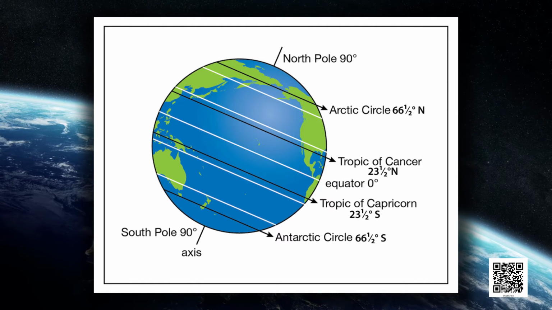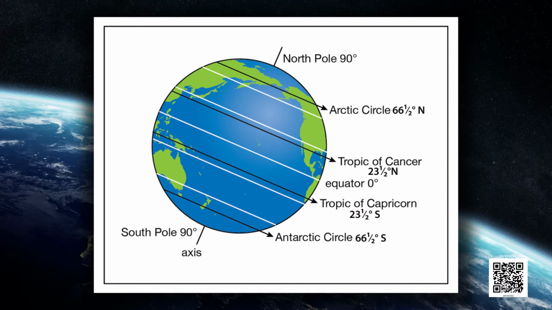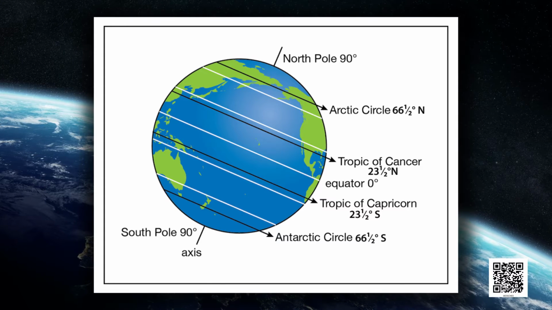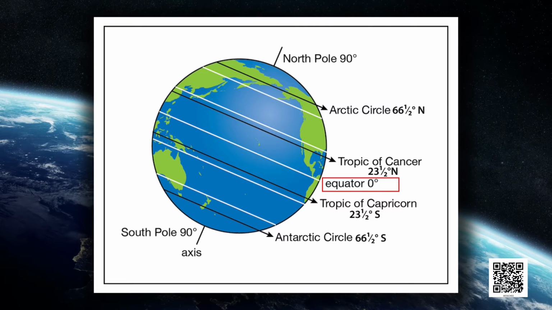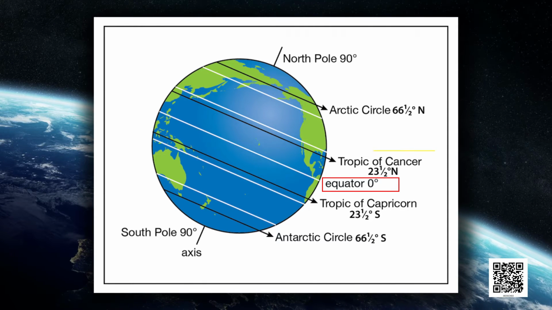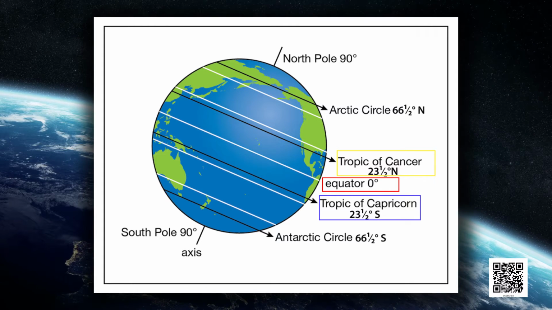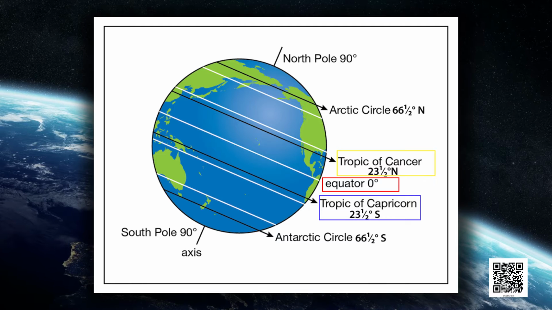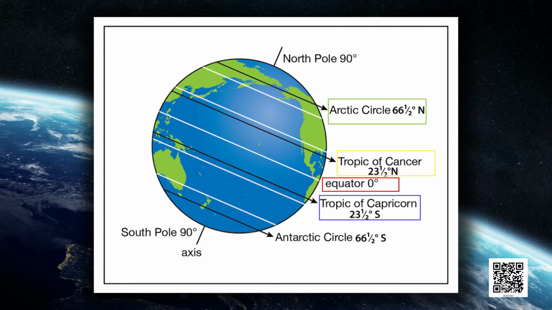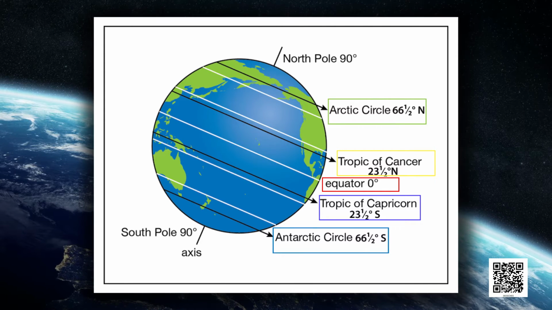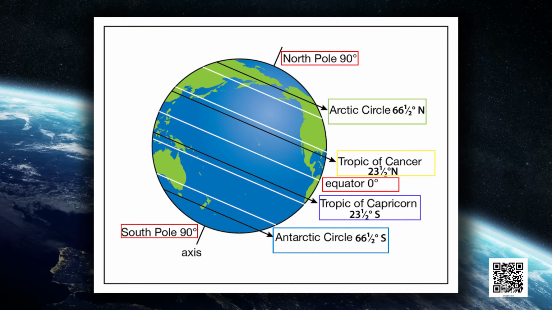In this picture, you can revise your knowledge of important latitudes of the Earth. Equator at 0 degree, Tropic of Cancer at 23.5 degrees north, Tropic of Capricorn 23.5 degrees south, Arctic Circle 66.5 degrees north, Antarctic Circle 66.5 degrees south, 90 degrees North Pole and South Pole.